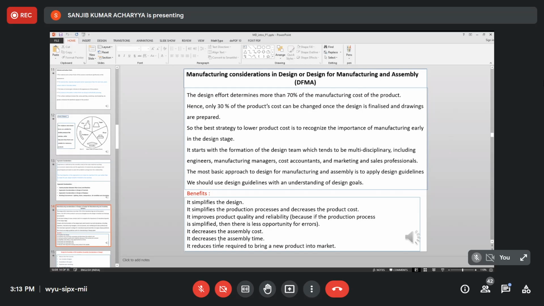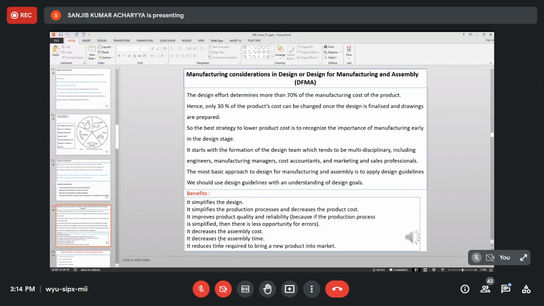These considerations are called manufacturing and assembly considerations in design, and when design fulfills these criteria, it is called design for manufacturing and assembly. It means the designer has considered several features regarding manufacturing and assembly. There are a lot of benefits, because if you consider the assembly procedure a priori and take necessary decisions during the design period, your assembly cost will be reduced, your assembly time will be reduced, and your assembly will be user friendly.